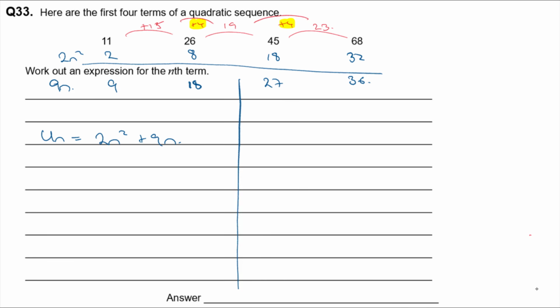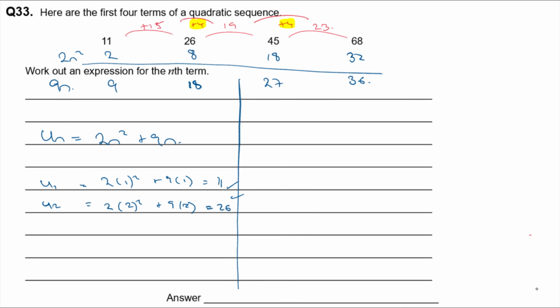Now, it's a good idea just to double check. So, you know, u1 is 2 lots of 1 squared plus 9 lots of 1. Is that true? 2 lots of 1 squared is 2 plus 9 is 11. That works. And u2 is equal to 2 lots of 2 squared plus 9 lots of 2. So that's going to be 8 plus 18. That is 26. So it seems to work. Okay, right, so that's the easier way, and that gives me 2n squared plus 9n.